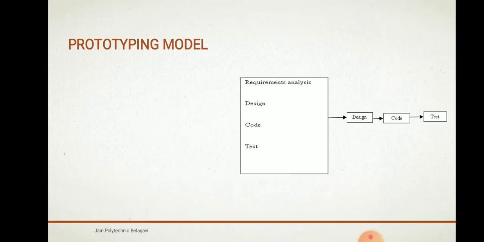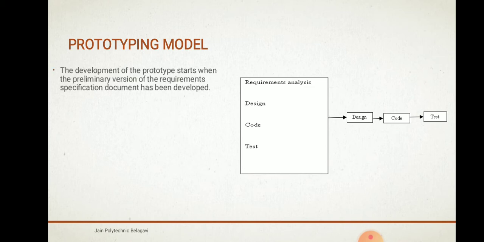As you can see here, there are requirement analysis, design, code and testing. Okay, so this is one of the models other than the waterfall model. Here the development of the prototype starts with a preliminary version of the requirements. So the first version of the requirement specification document will be developed first.